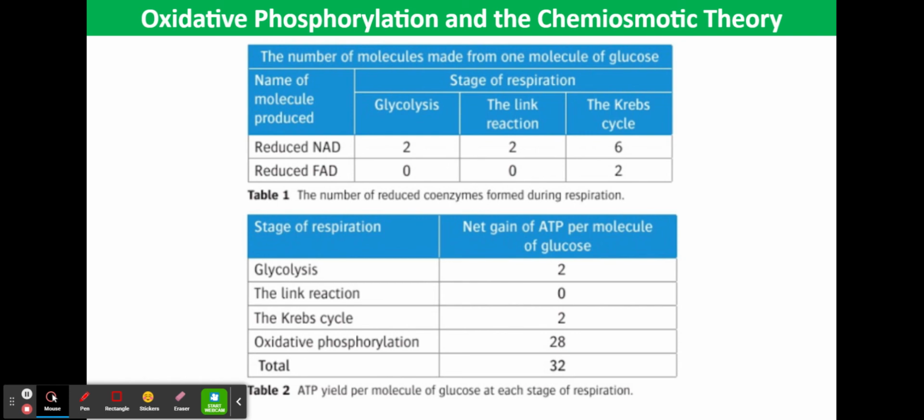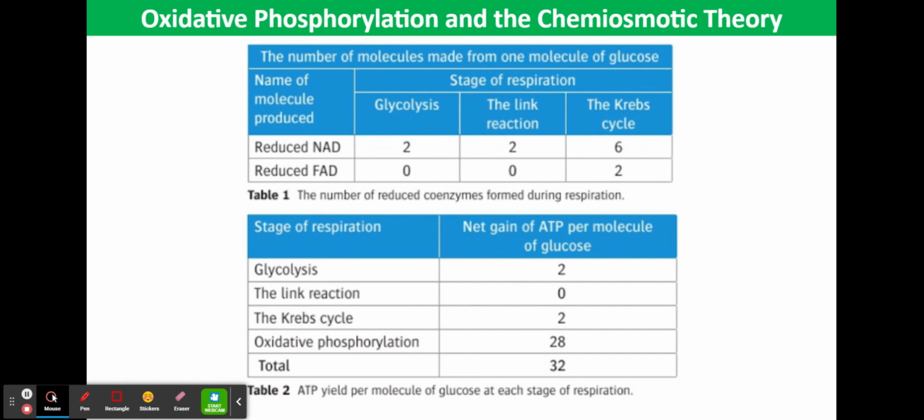The protons and electrons from the 10 molecules of reduced NAD can theoretically produce 25 molecules of ATP. The protons and electrons from the 2 molecules of reduced FAD can theoretically produce 3 molecules of ATP. Oxidative phosphorylation may therefore produce 28 molecules of ATP per molecule of glucose. Table 2 shows the ATP yield per molecule of glucose at each stage of respiration.